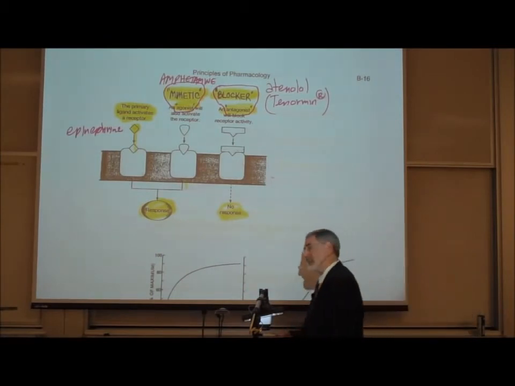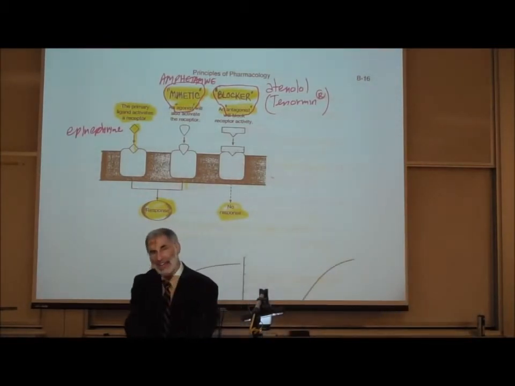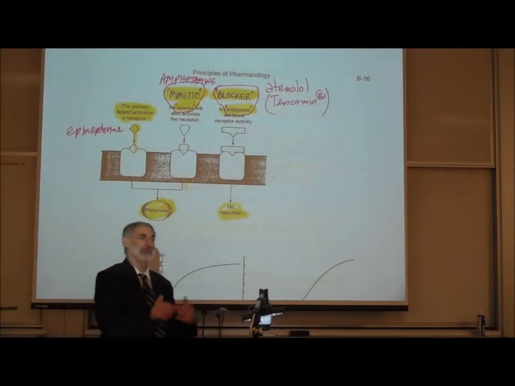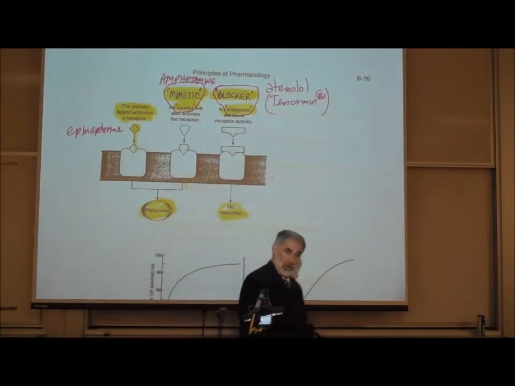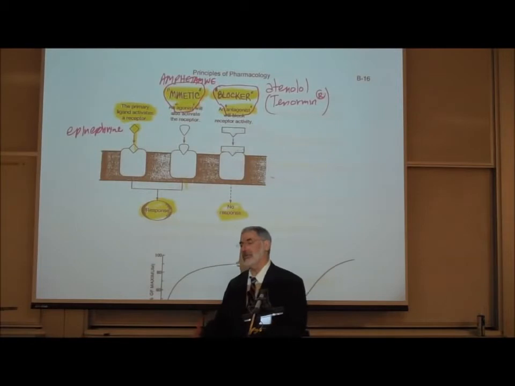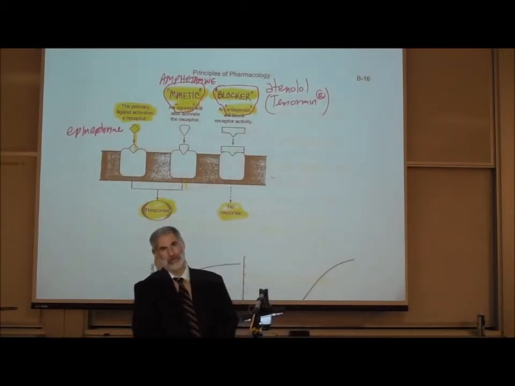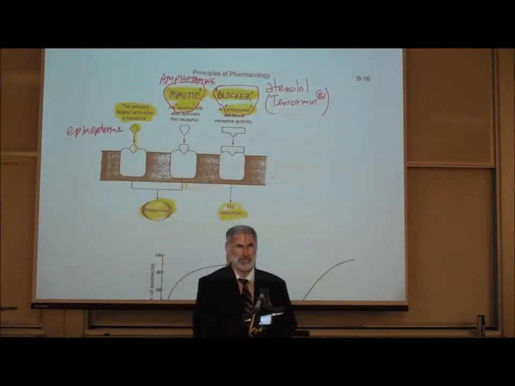So we basically have drugs that are agonists and blockers: drugs that mimic our own natural hormones and neurotransmitters, and drugs that block our own hormones and neurotransmitters. Does everybody kind of follow this? This is the idea of receptor sites.